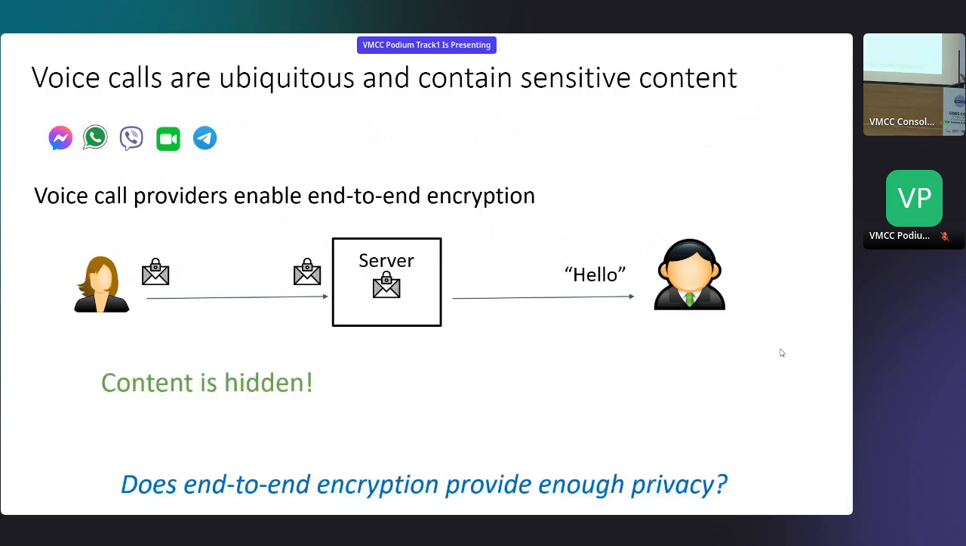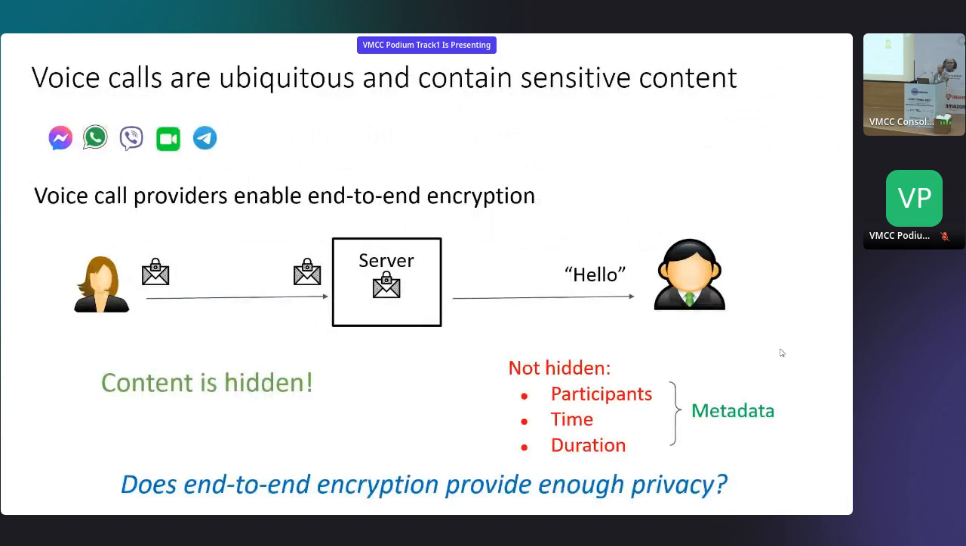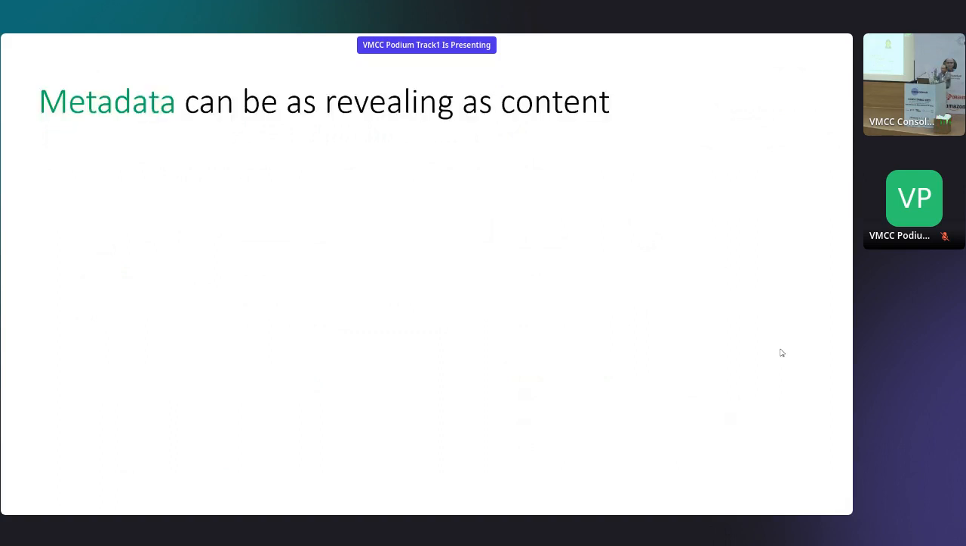But is it enough? And I've argued already that it is not enough. We've already revealed who the participants are. It's Alice and Bob trying to talk to each other. We know when they were talking to each other. It makes a difference if you call in the morning or in the evening. You can deduce information from this. Are you talking for a long time or a short time? All of these things are being revealed without the content being relevant. So we call this metadata. Our goal in this talk is going to be to hide metadata from the provider, from the server.